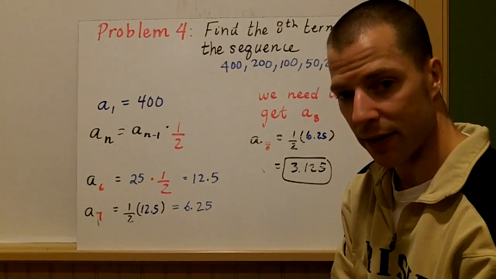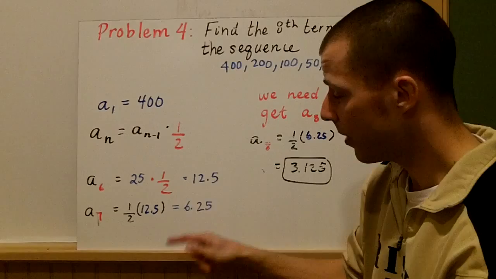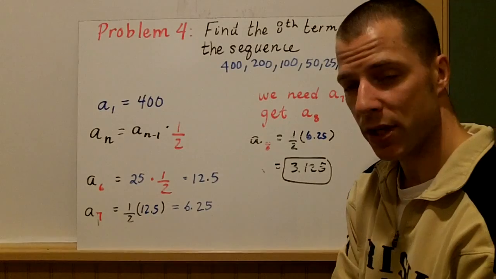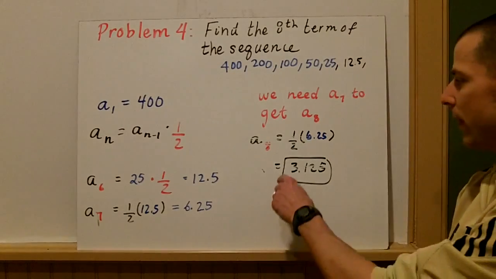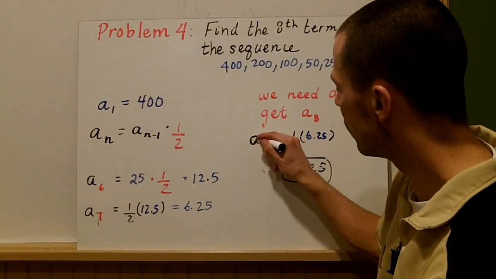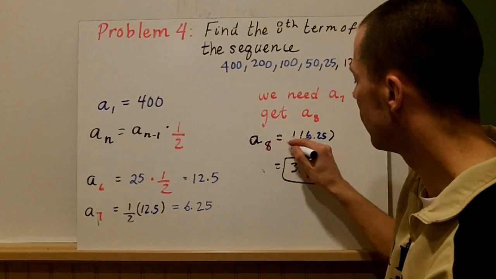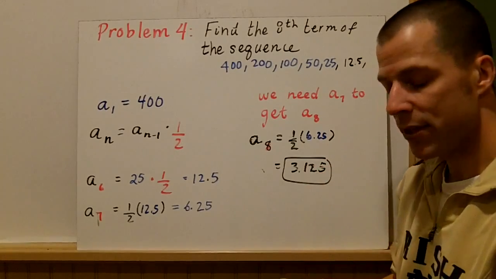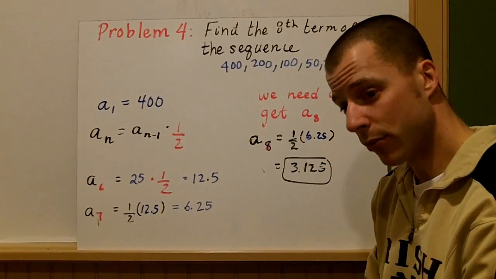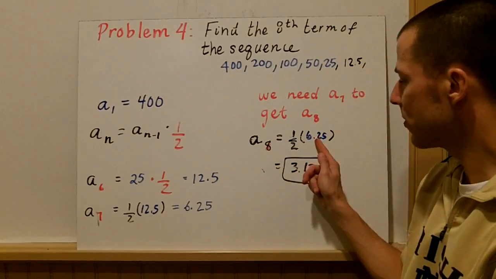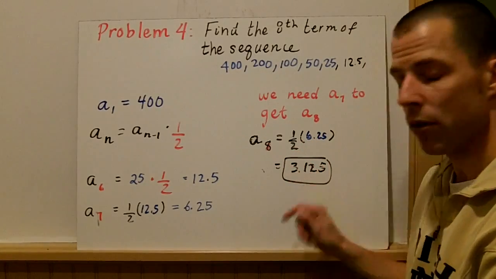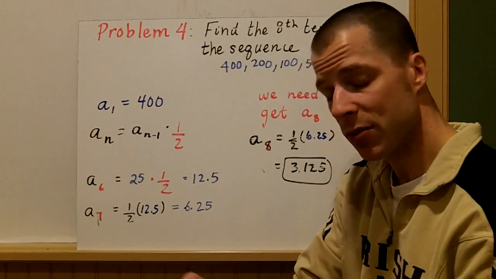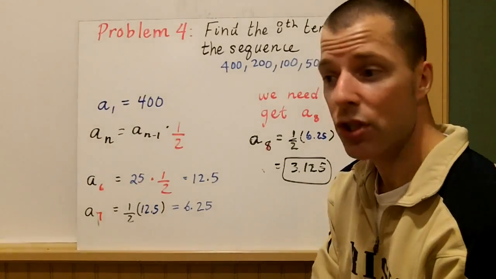To get a sub 7, I take the previous term and multiply by 1/2. So 12.5 times 1/2 gives me 6.25. And finally, let me clean this up just a little bit here. A sub 8 is just taking a sub 7, the previous term, and multiplying it by 1/2. So 6.25 times 1/2 is 3.125. Okay, so those are mathematical patterns, and we talked about explicit and recursive definitions or formulas.